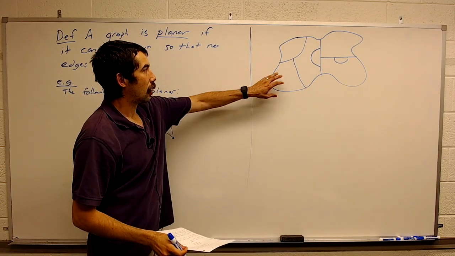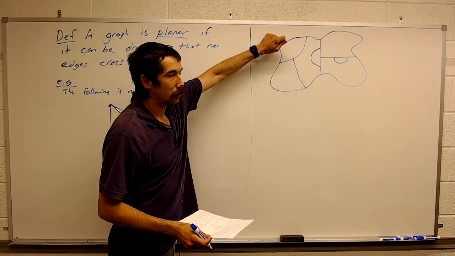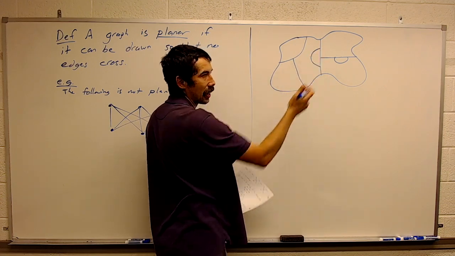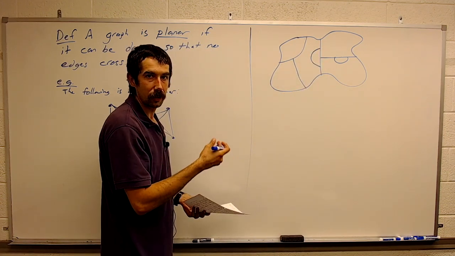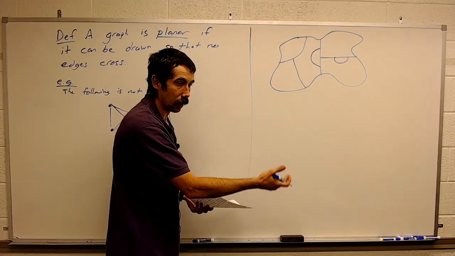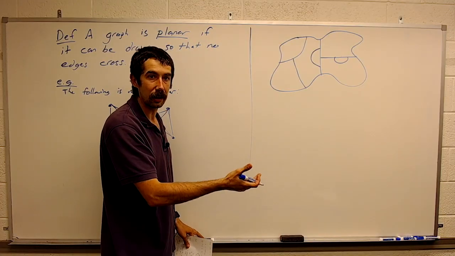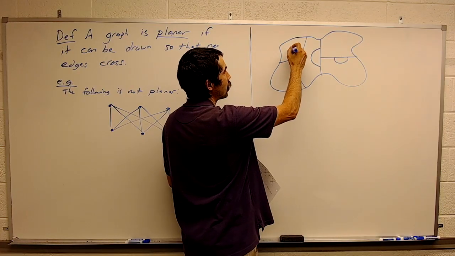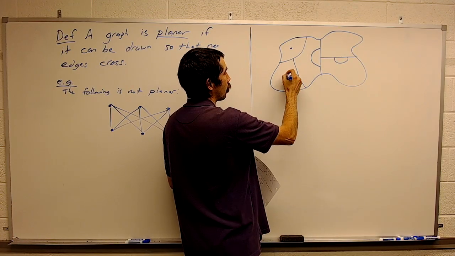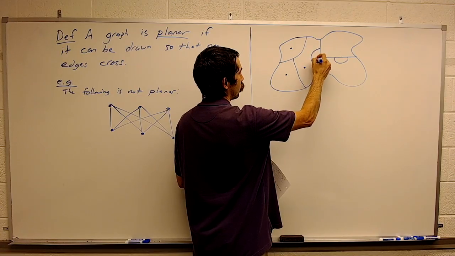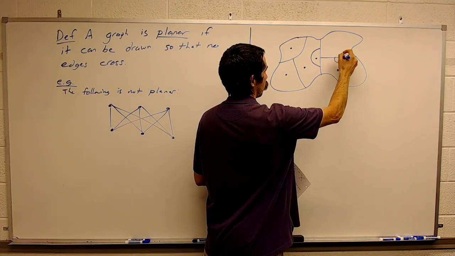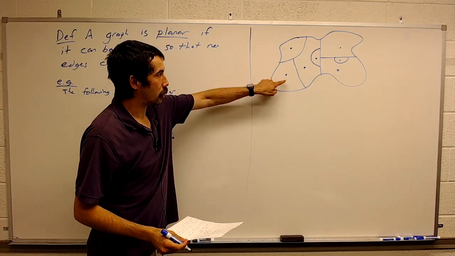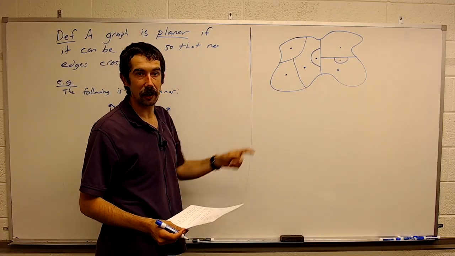Imagine you're a little kid and you wanted to shade this in so that no two neighboring states had the same color. The way we're going to do that is assign to it a graph and give a proper coloring of the graph. All right, so how do we do that? Basically, each region would correspond to a vertex. So we're going to have 1, 2, 3, 4, 5, 6, 7 vertices.